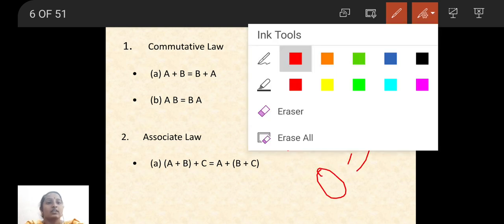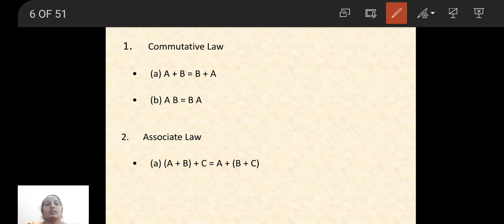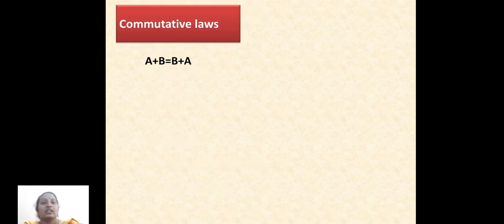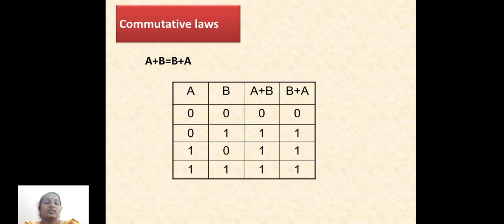So according to these Boolean variables, a plus b is equal to what? b plus a. ab is equal to ba. These two laws come under the commutative laws. And while coming to the associative law, a plus b plus c is equal to a plus b plus c. And while coming to the next thing, a plus b is equal to... so this is the proof.